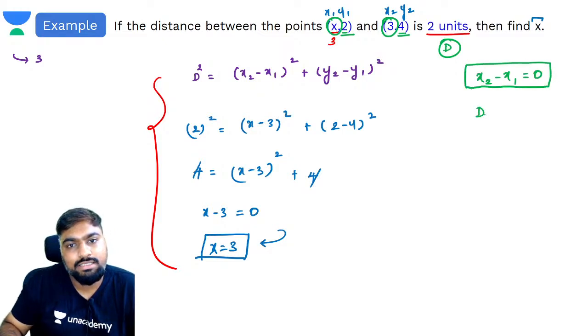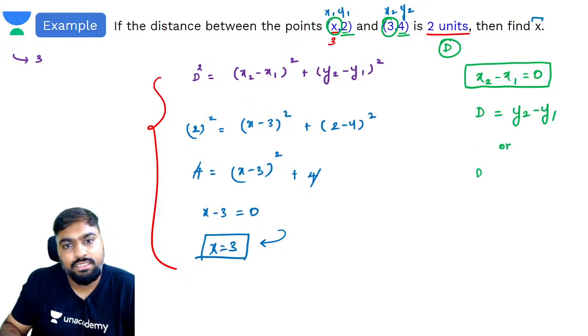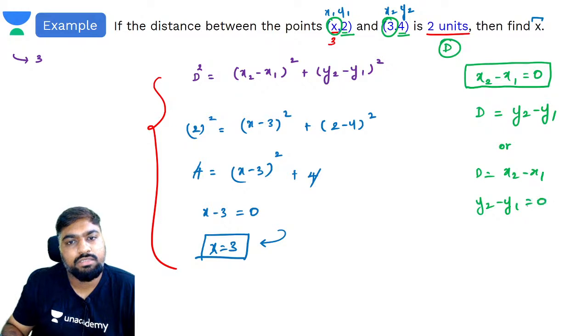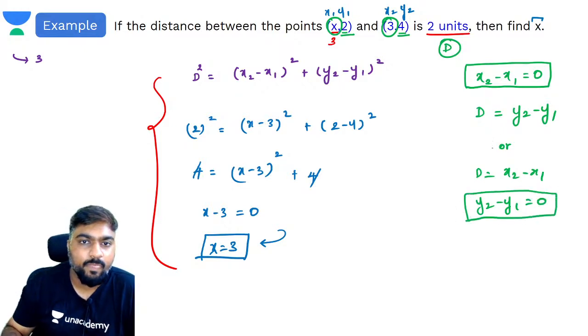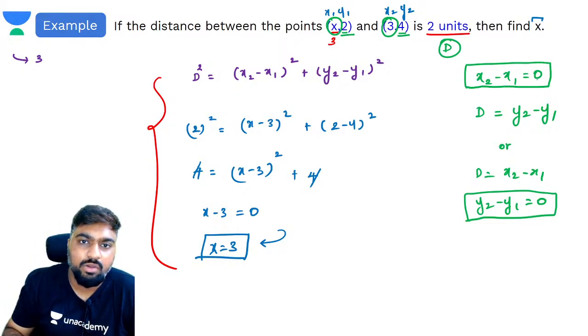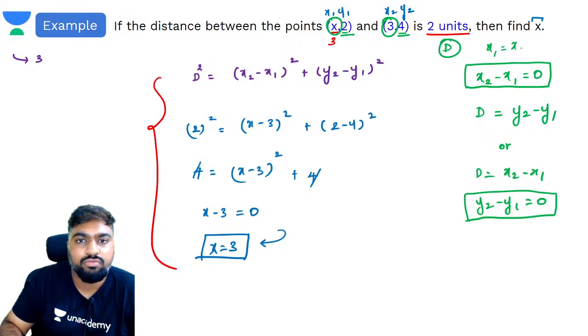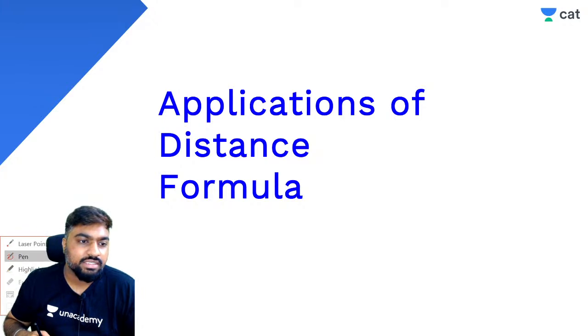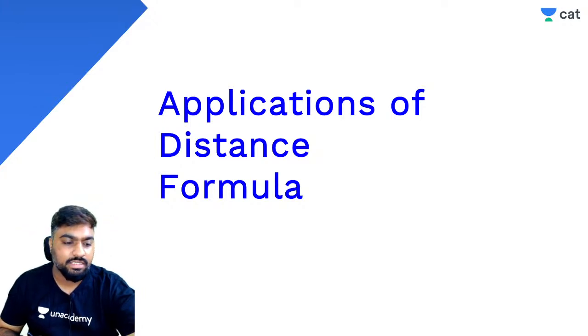Why? When the distance is equal to the difference between the y coordinates, or when the distance is equal to the difference between the x coordinates, then the difference between the other coordinates must be equal to 0, either one way. Yeah, just a quick logical approach to this. So distance between the x coordinates must be 0. That means x1 and x2 both should be equal to 3 units. Yes. Just a logical approach to this. Done. So is everyone now comfortable with distance formula? Yes.